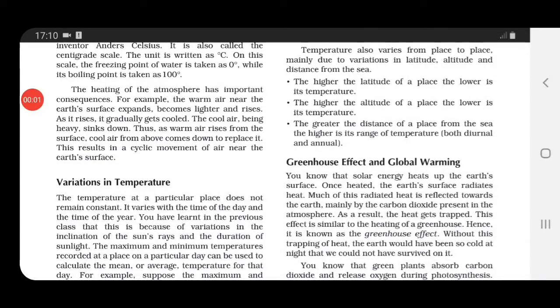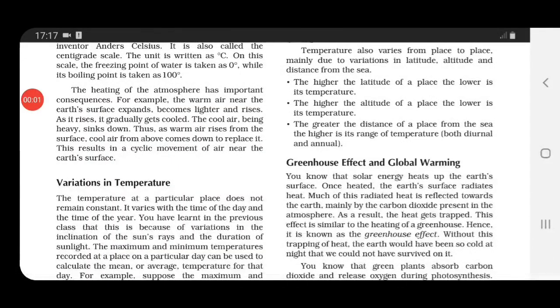Now in the first point, children, they are telling the higher the latitude of a place, the lower is its temperature. Latitude here refers to the distance of a place on the earth's surface from the equator, okay, in relation to north and south pole. Then in the next point they are telling the higher the altitude of a place, the lower is its temperature. Altitude is defined as how high a location is above the sea level. तो जितना हाइट पे होगा एक प्लेस, लोअर विल बी इट्स टेम्परेचर. Understood?